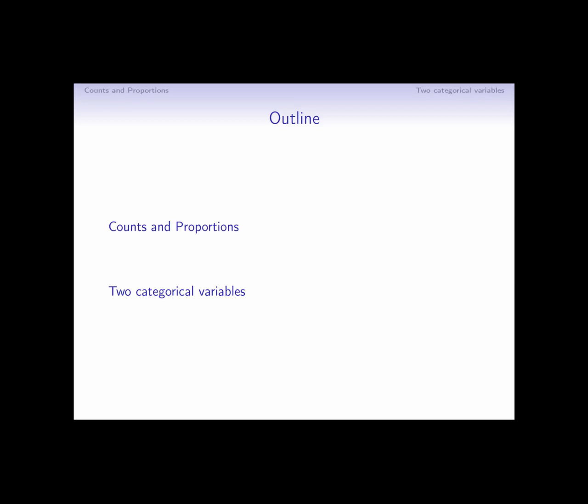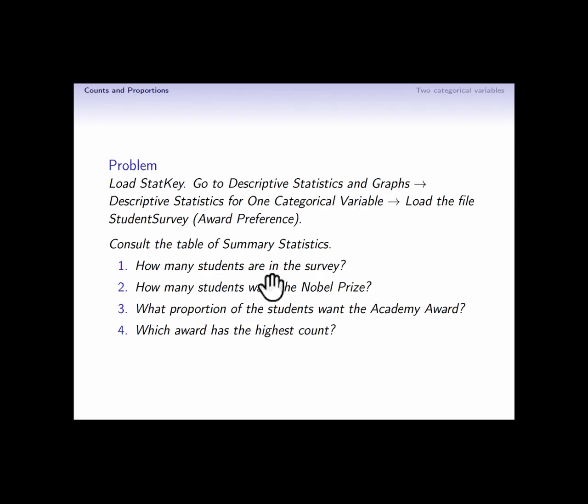All right, so the very first thing we're going to want to do is work with counts and proportions. An easy way to get started thinking about counts and proportions is just to have StatKey do a lot of the work for us. Let's take a look. I want us to study a file, a set of data organized in a file called Student Survey Award Preferences. Let me give you a brief description of what that file contains.